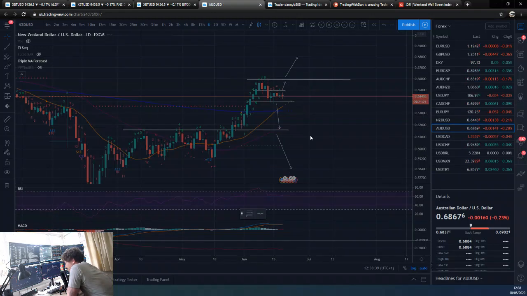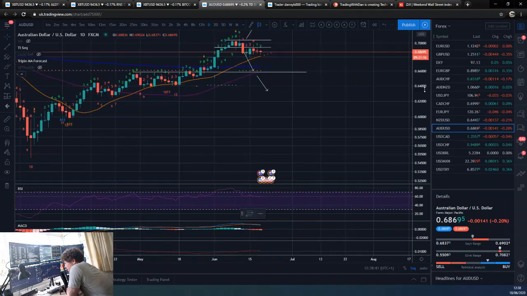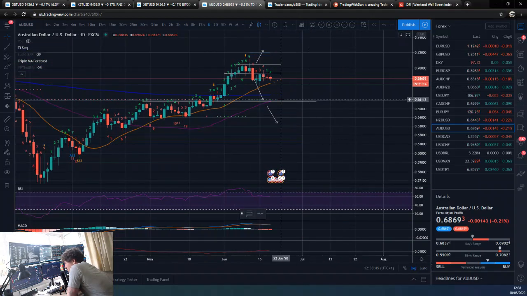Not financial advice. Aussie dollar, US dollar, nice daily 9, nice uptrend. Moving averages, looking at the golden cross coming in soonish, in a week or so.